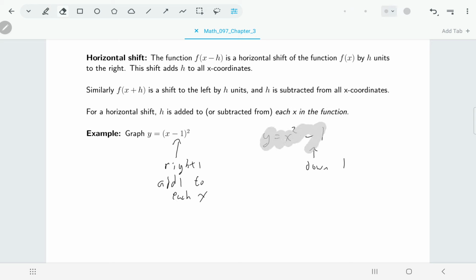So I'm going to do the same sort of graphing that I did before, which is I'll start with my basic shape. In this case, I'm going to graph y equals x squared. And then once I've done that, I'll graph y equals x minus 1 whole thing squared by adding 1 to each and every one of my x coordinates.